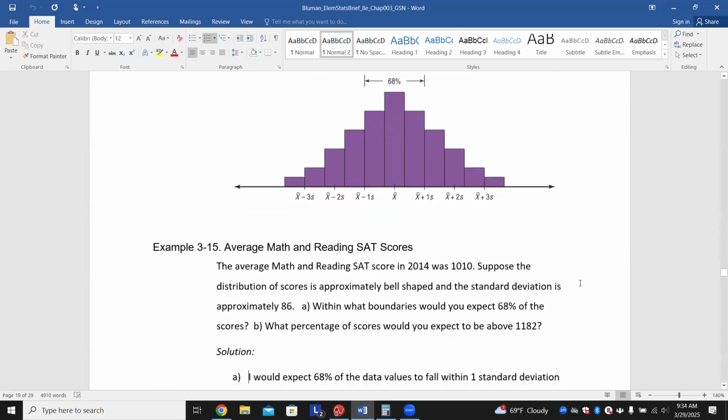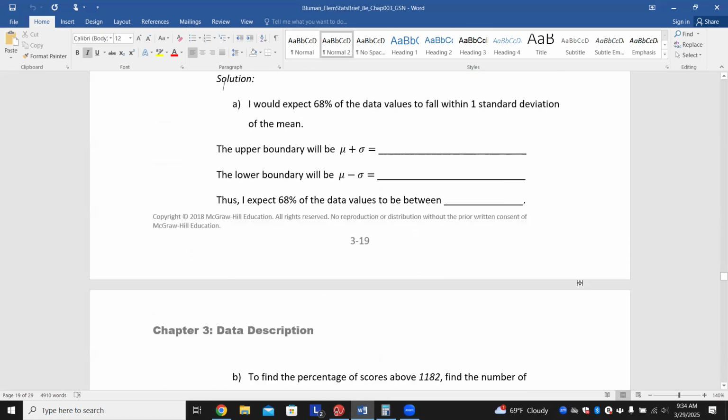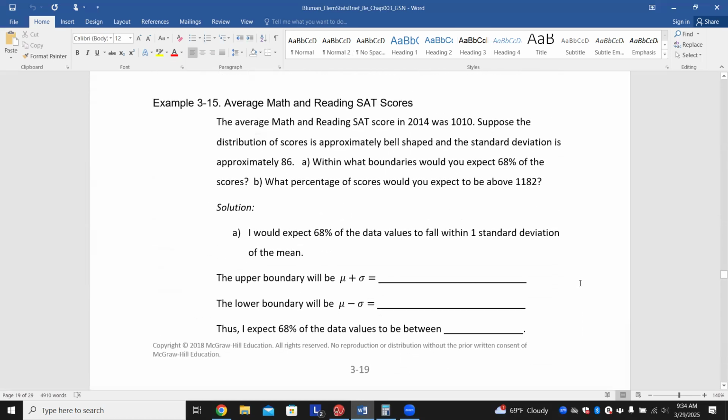So let's look at example 15 here. We're going to look at the average math and reading SAT scores. The average math and reading SAT score in 2014 was a 1010. Suppose the distribution of scores is approximately bell-shaped. So again, it tells you that. And the standard deviation is approximately 86. Within what boundaries would you expect 68% of the scores? What percentage of scores would you expect to be above 1182?